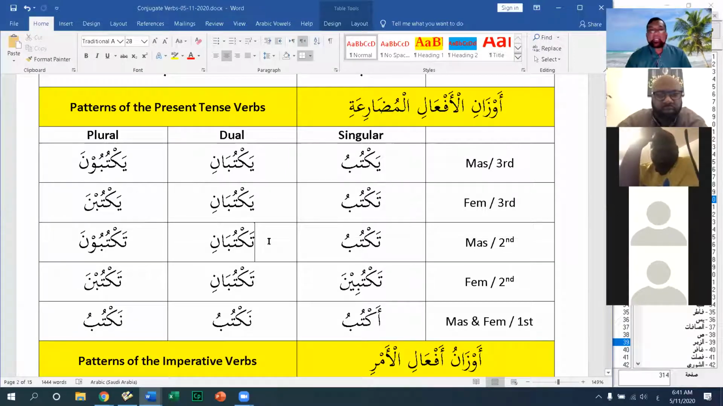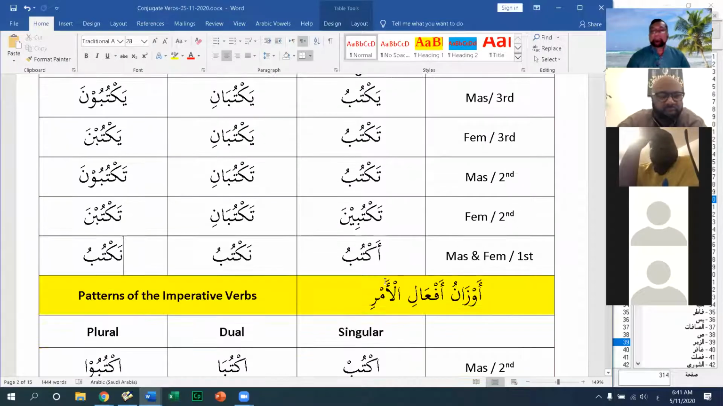أنتما تكتبان، نحن نكتب، هم يكتبون، هن يكتبن، أنتم تكتبون، أنتن تكتبن، نحن نكتب. And these two are the same here again. These two are the same.